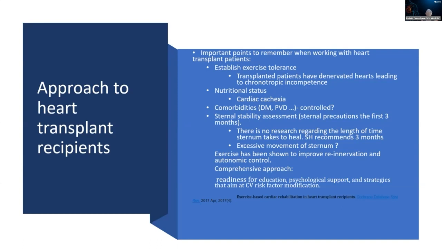Also, we talked about earlier the nutritional status. Some of these patients may come with cardiac cachexia. Yes, they get artificial nutrition, but this is an ongoing process that takes time. And are there comorbidities, diabetes, peripheral vascular disease? Are they controlled? Will this be barriers to exercise instead of the heart rate or the pulmonary status?